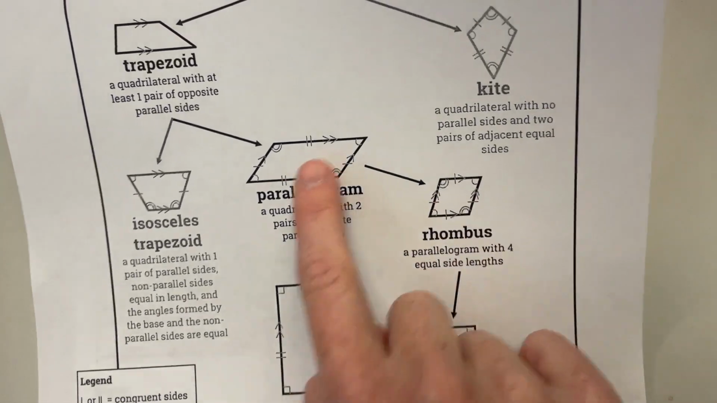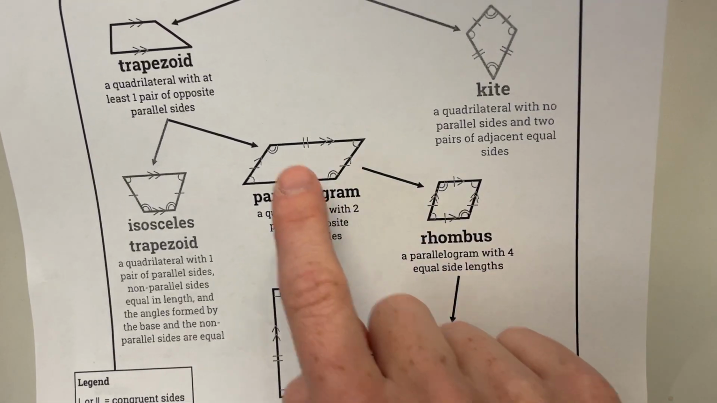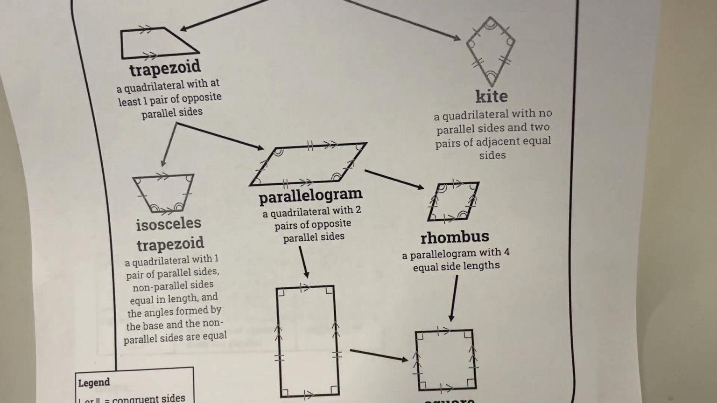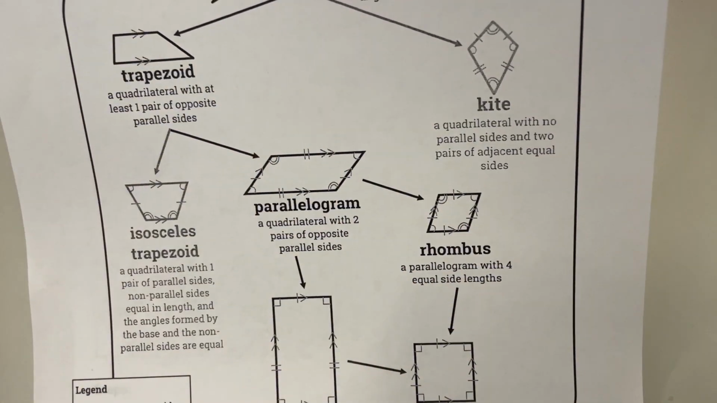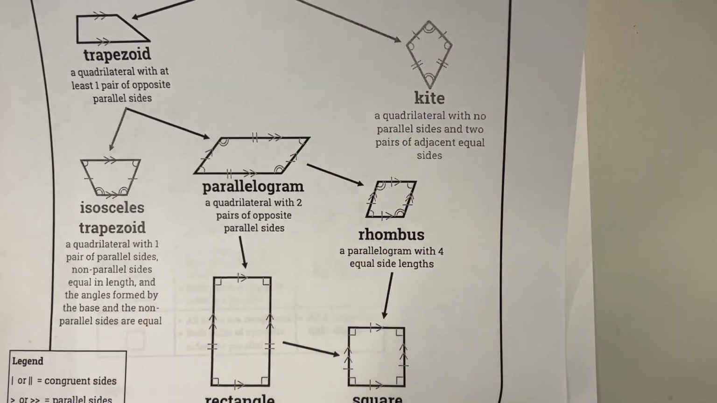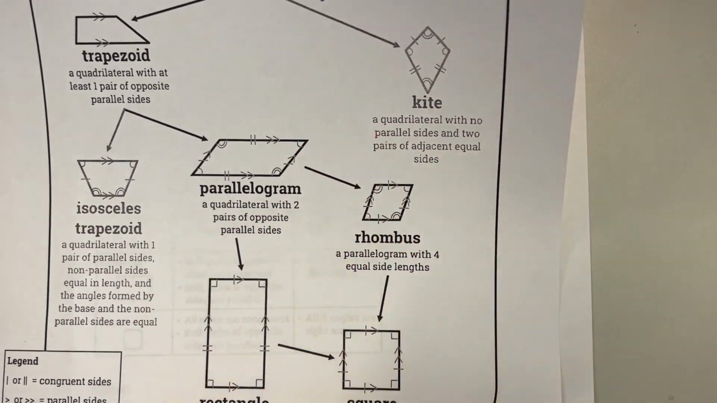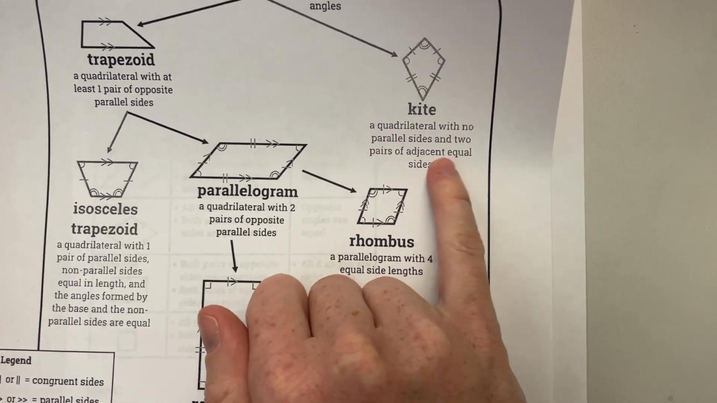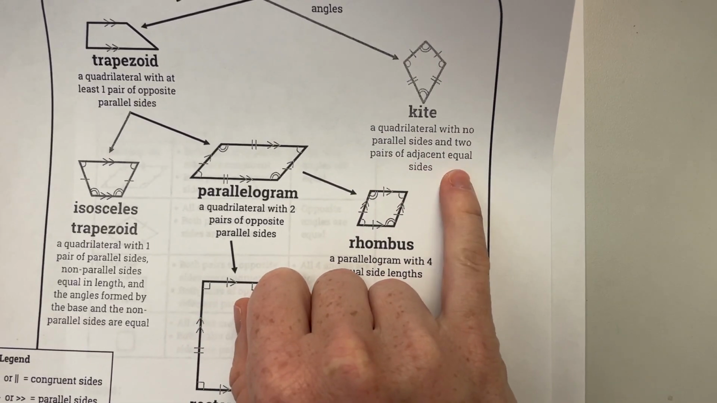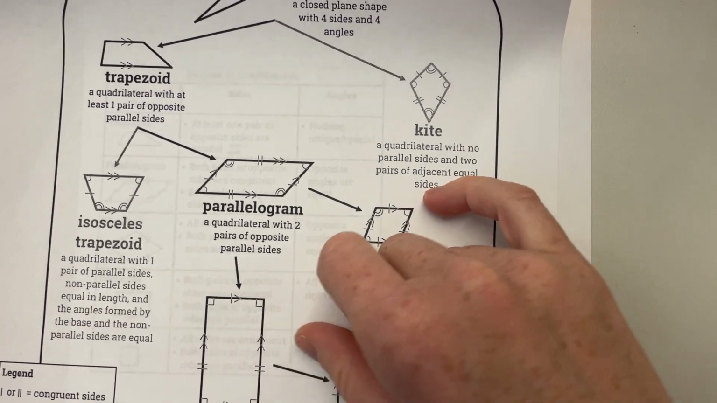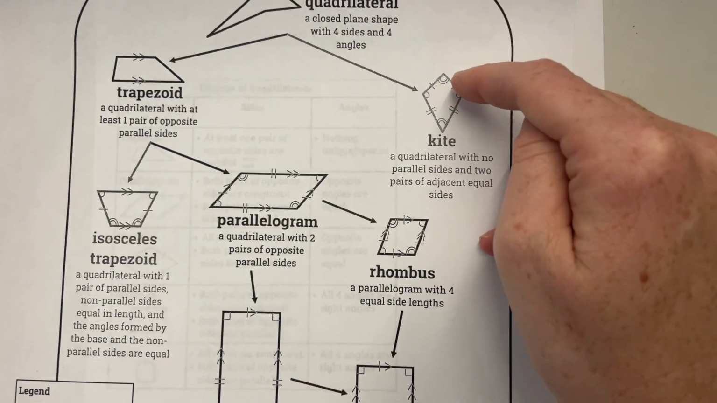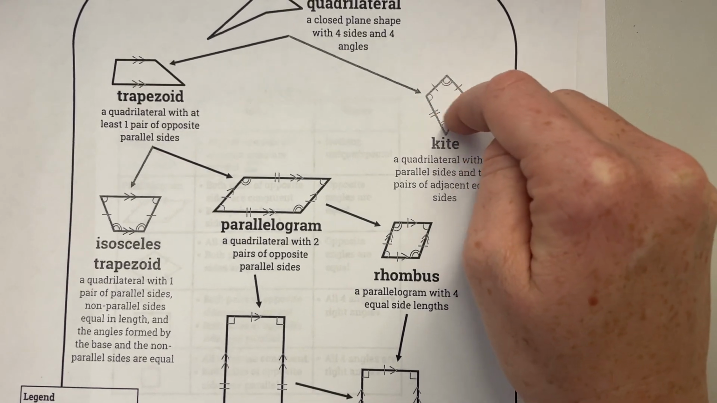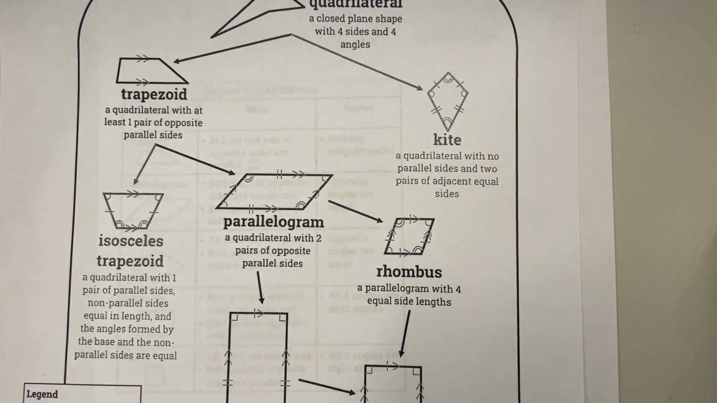The rhombus is a parallelogram. The parallelogram is a trapezoid. Okay? A rectangle is a parallelogram. A parallelogram is a trapezoid. The one we didn't address is the kite. That is a quadrilateral with no parallel sides and two pairs of adjacent equal sides. That means that these two sides are the same and these two sides are the same.